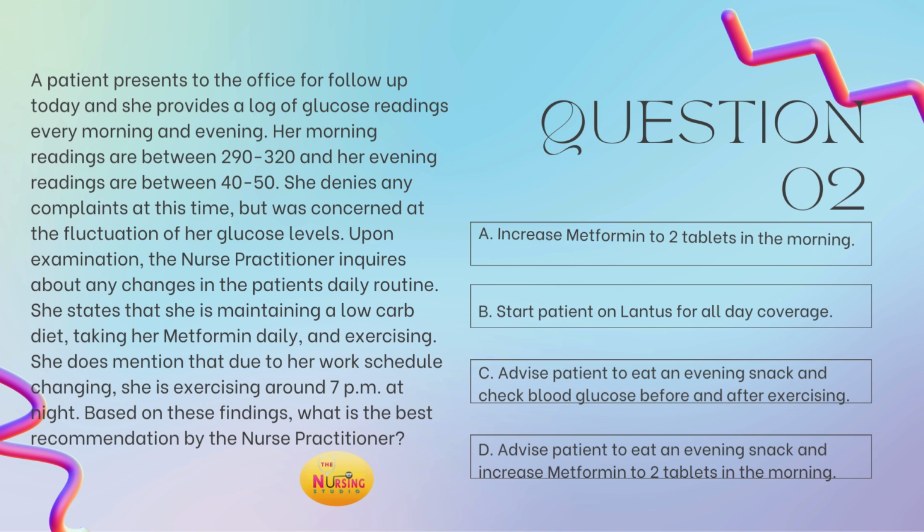Upon examination, the nurse practitioner inquires about any changes in the patient's daily routine. She states that she is maintaining a low carb diet, taking her metformin daily, and exercising. She does mention that due to her work schedule changing, she is exercising around 7 p.m. at night. Based on these findings, what is the best recommendation by the nurse practitioner?